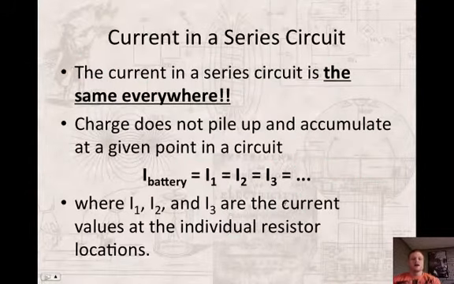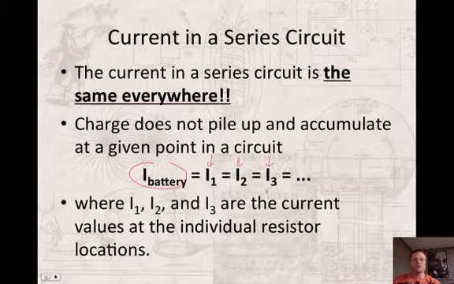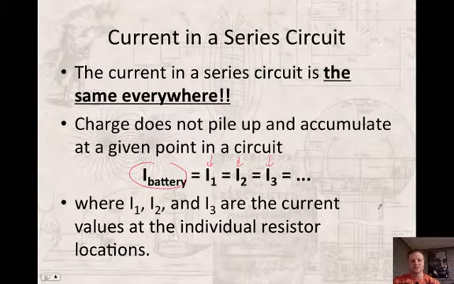The current in a series circuit is the same everywhere, and like I said, that's going to be really important. Once you figure out the current, you know it everywhere in the circuit. It does not change. Charge does not pile up and accumulate at a given point in a circuit. The formula for that is the current from the battery is equal to the current at point 1, is equal to the current at point 2, is equal to the current at point 3, and so on. The current at the first resistor is the same as the current at the second resistor, and so forth. So the current is the same everywhere.